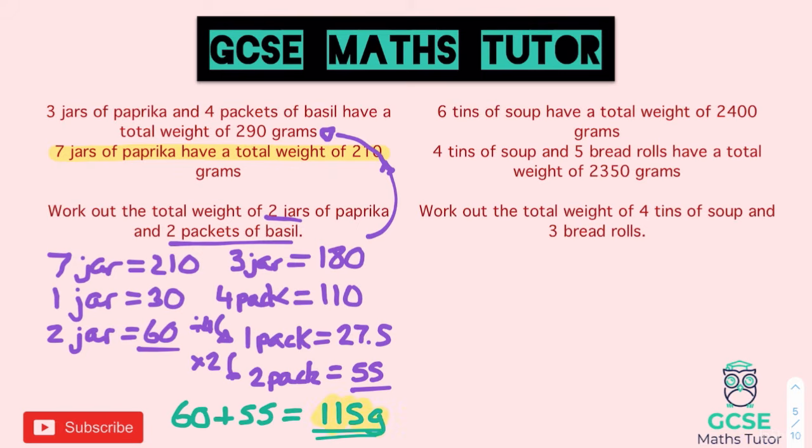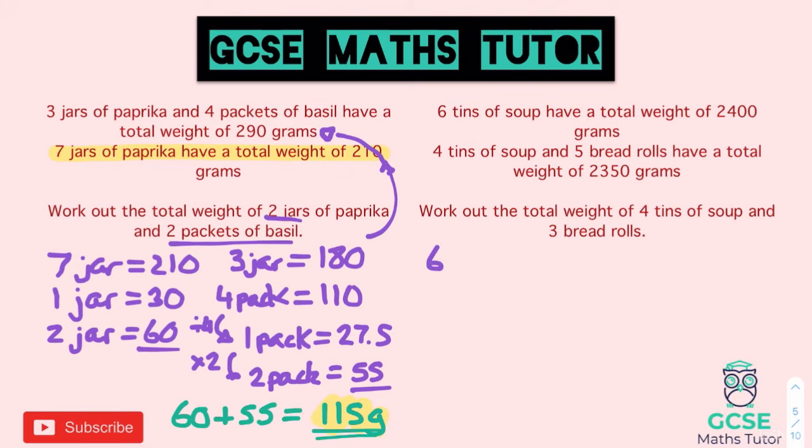Obviously I'm going through this quite quickly, but there's quite a lot for us to get through here, so I'm going as fast as I can. So 6 tins of soup have a total weight of 2,400 grams, and then we have 4 tins and 5 bread rolls that have a total weight of 2,350 grams.